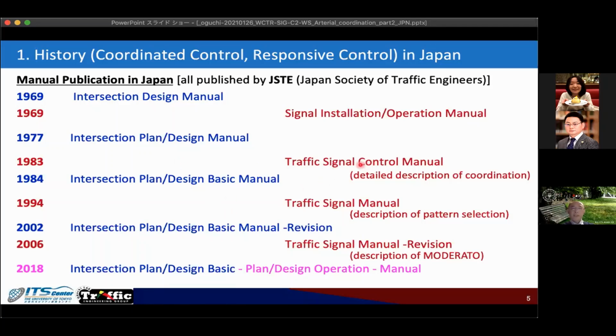In 1983, the first version, the so-called traffic signal control manual, already included a rather detailed description of coordination. In 1994, we had the revised version, and an established idea of pattern selection for coordination was included. In 2006, the revised version included not just parameter selection, but real-time calculation methodology as well. And very recently, we had the unified, comprehensive basic manual on intersection plan design and operations.